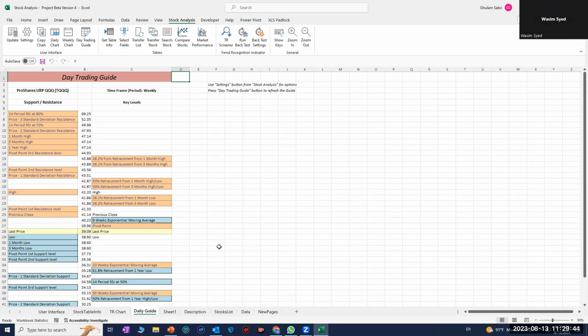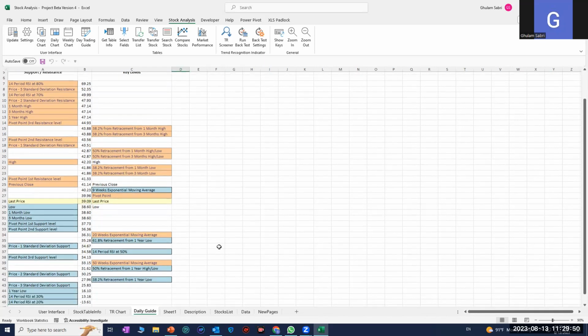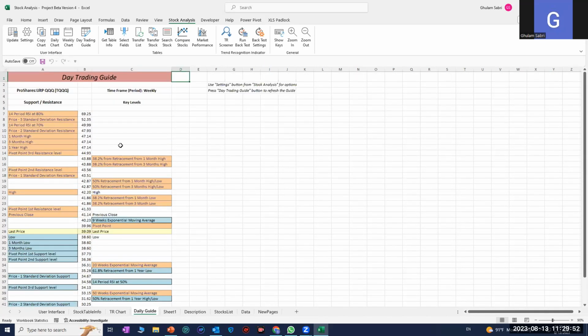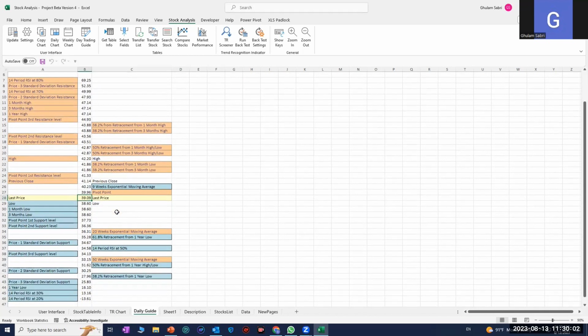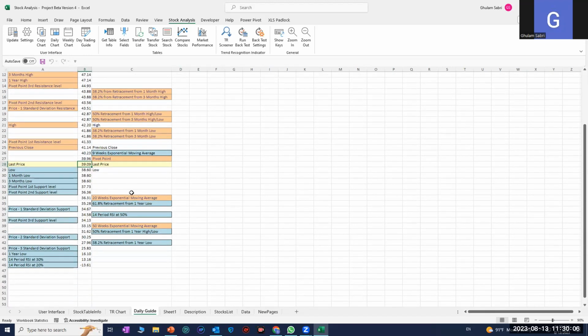Yeah. So it gives you, for example, if you're a day trader and it's tomorrow's date, like Monday, it is telling you where the different levels are. Current price is 39.09 as far as TQQQ is concerned. These are its resistance levels. These are its key levels where it might either still get support or resistance.